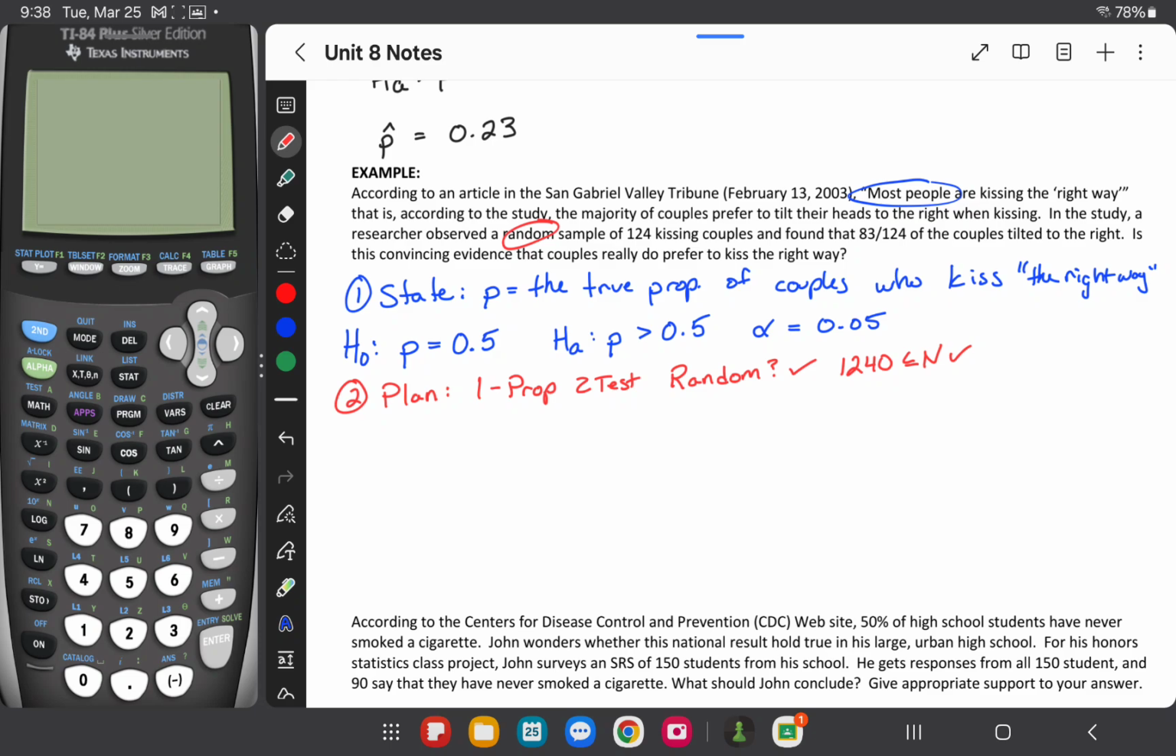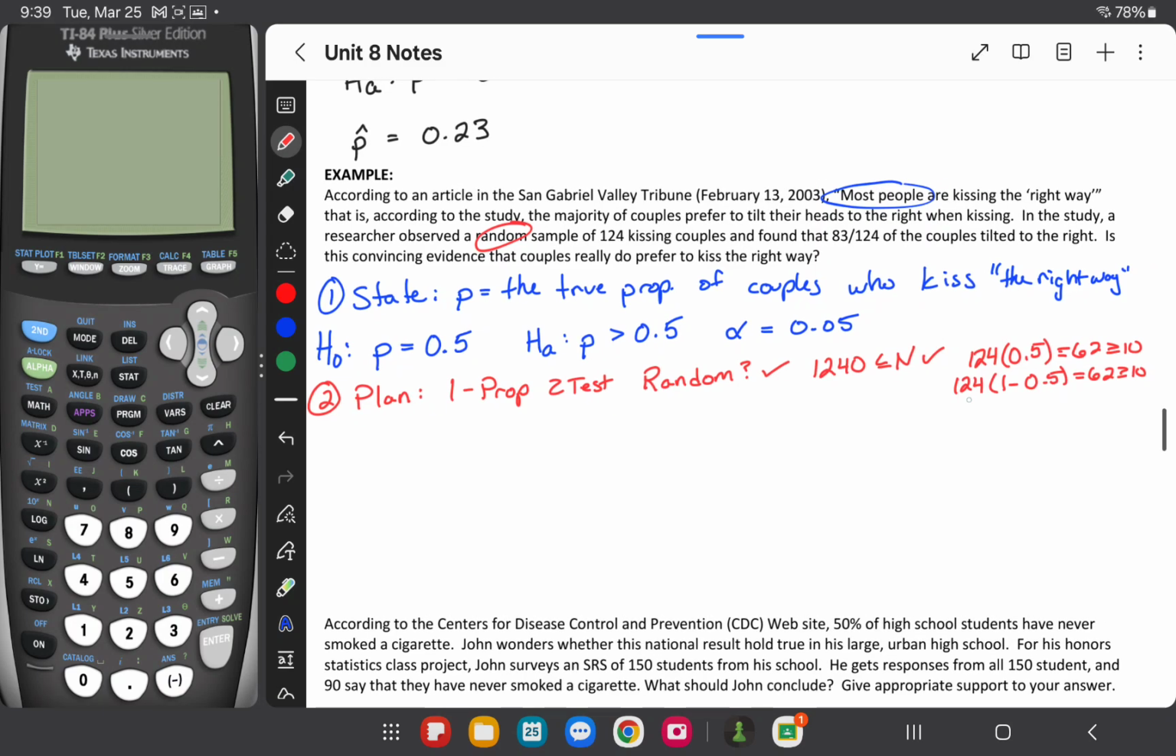Last but not least, let's check our large counts condition. We're going to take our number in our sample, which is 124, multiplied by our claimed proportion p null, which is 0.5. That's going to be equal to 62, which is in fact greater than or equal to 10. And even if we were to do that a second time, keep in mind 1 minus p null in this case would also be 0.5. We would also get 62, and 62 is also greater than or equal to 10. So the large counts condition is going to be met, so we can assume that the sampling distribution is approximately normal.